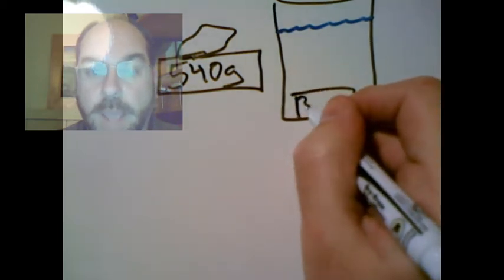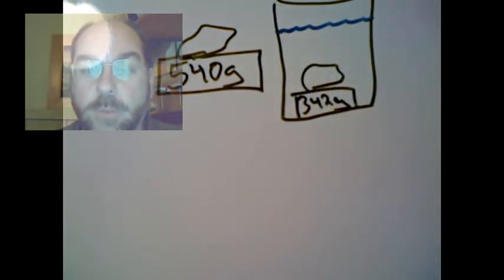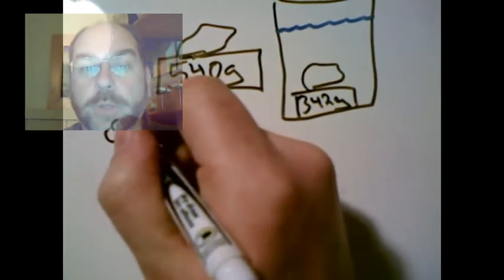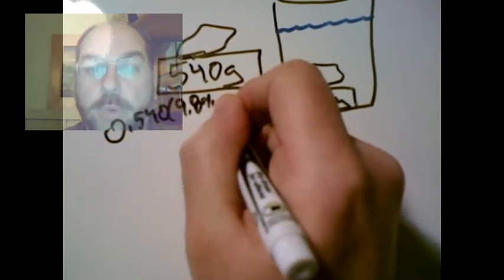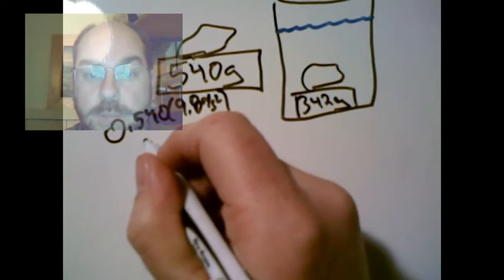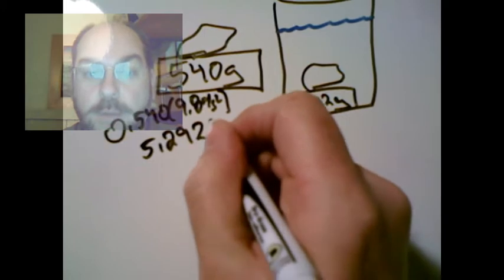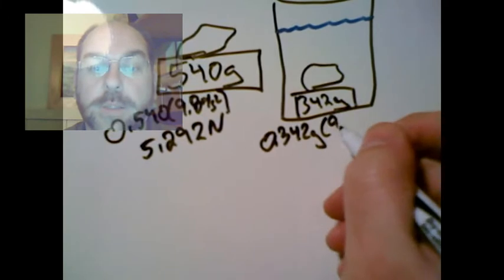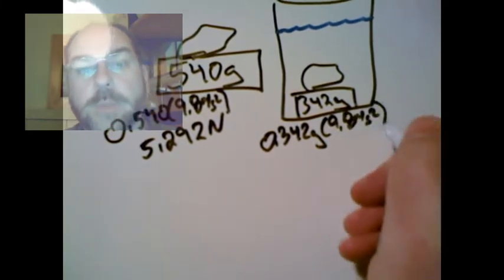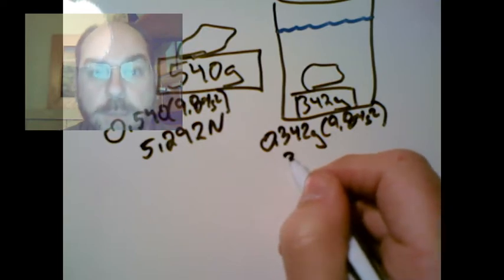So we have our rock. We're weighing it in air. In air, it's got a mass of 540 grams. And then when we submerge it in water, it has an apparent mass of 342 grams. Okay? So now, 540 grams is 0.542 kilograms times 9.8 meters per second squared gives us a weight of 5.292 newtons.